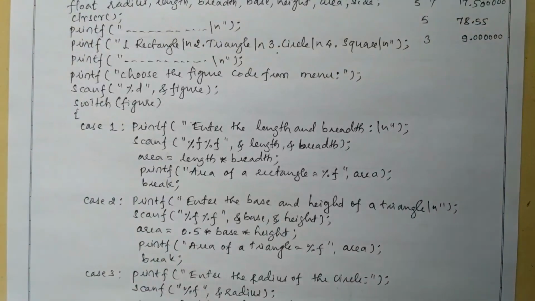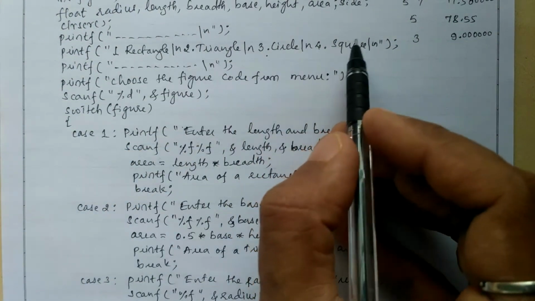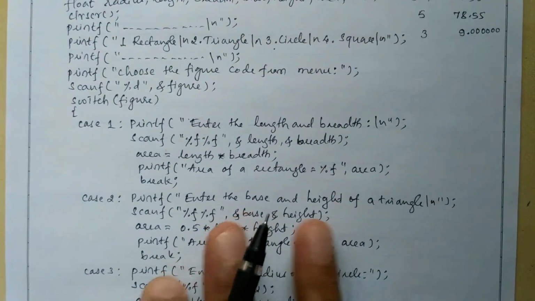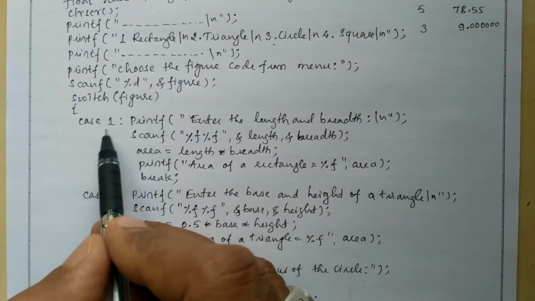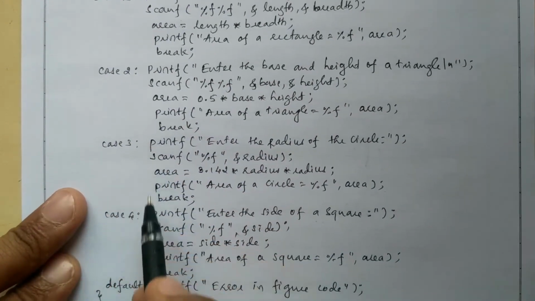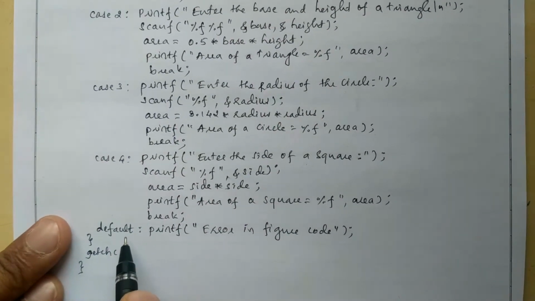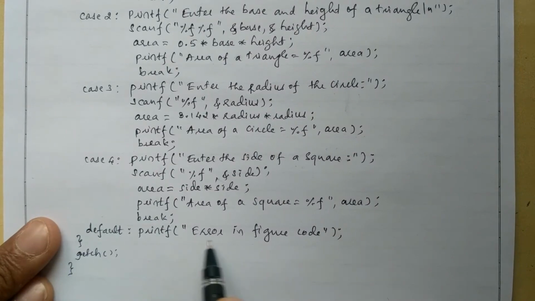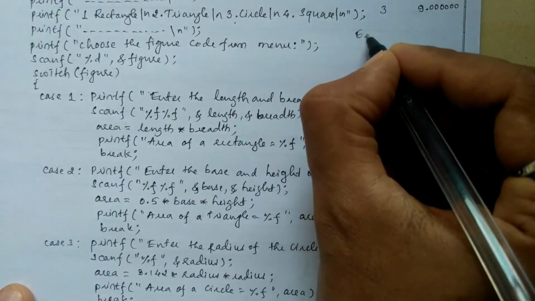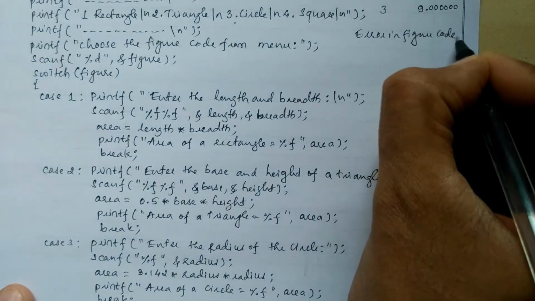Next, we have got only 4 options here. What if the user enters any other number other than 1 2 3 4? If the user presses 5, then here the switch expression does not match with case label 1, does not match with case label 2, does not match with case label 3, and does not match with case label 4. So then the default statement will get executed. So it is going to print error in figure code.